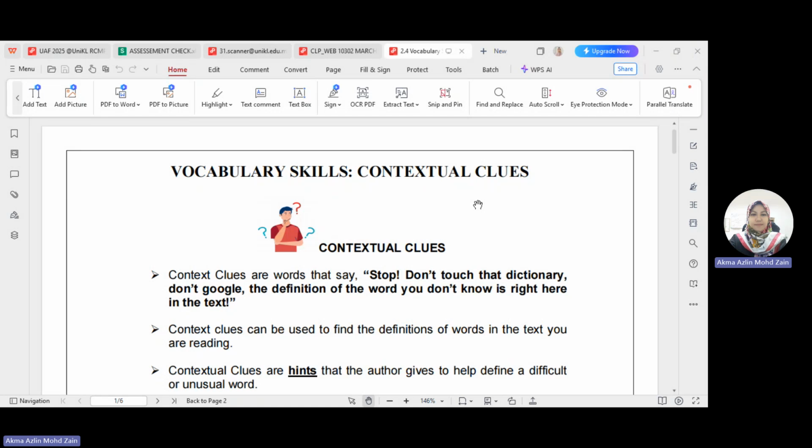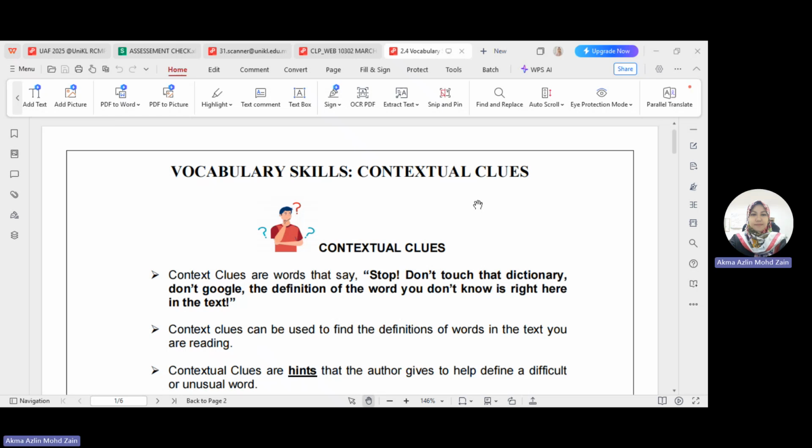Today, we are going to explore topic 2.4, vocabulary contextual clues, one of the most important reading strategies to help you guess the meaning of difficult words without using the dictionary. Please pay close attention, as you'll need this skill not just for exams, but also when reading articles, technical documents, or even work emails in English.